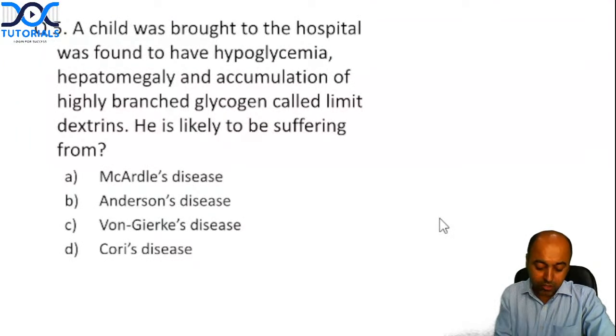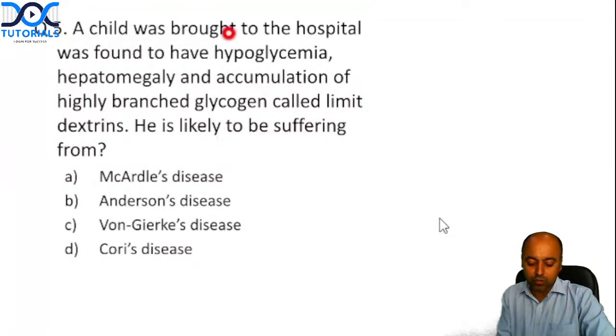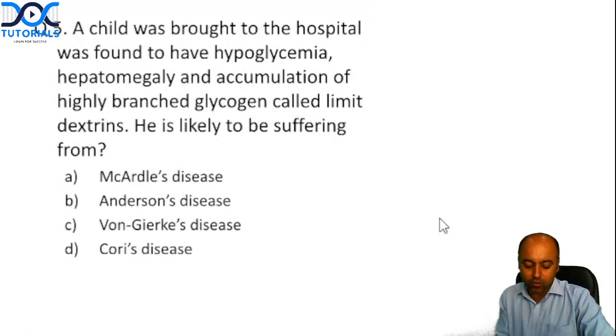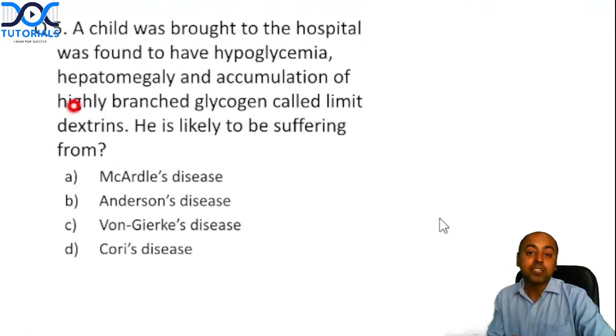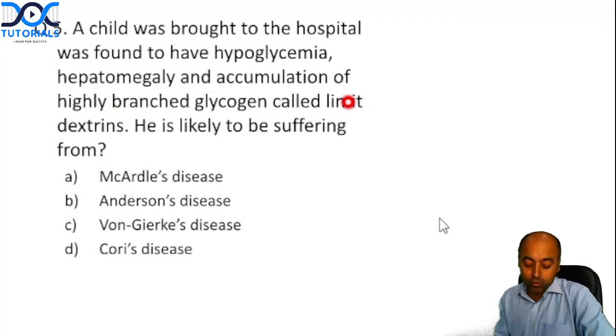Okay, moving on to question number 5, clinical case. A child was brought to hospital, was found to have hypoglycemia, hepatomegaly, and an accumulation of highly branched glycogen with limited extent. So as you can see, this is a case of glycogen storage disorder. He is likely to be suffering from which of the following conditions: McArdle, Anderson, von Gierke, and Cori's disease.